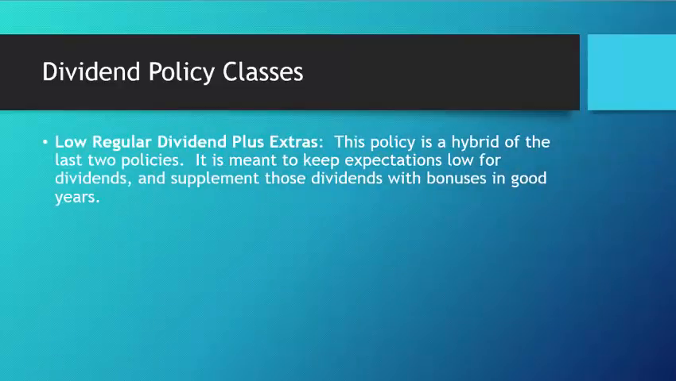And the final one is the low regular dividend plus extras. It's meant to keep expectations low for dividends, and then as we get extra dividends, we pay it out as a bonus in good years. The problem is the potential for negative signaling. And the reason I say that is because even though you're saying here's where we want your expectations to be, if you continually pay out bonuses every other year, for instance, your shareholders will come to expect it, and then those years when you say, oh, I didn't pay the bonus, but that's no big deal.